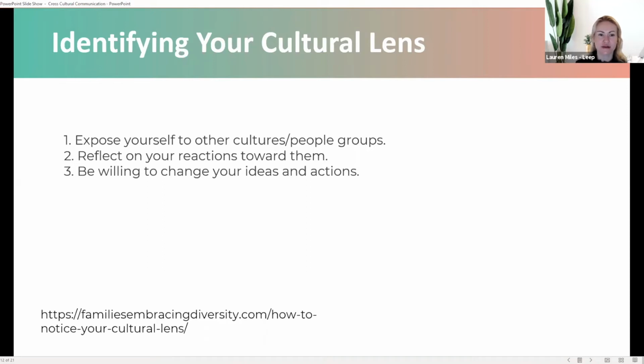But the way to actually identify your cultural lens is to interact with other people. So with Australia, we're very multicultural and we get the opportunity to do this all the time. So, in the workplace, in social engagements, we're, in my opinion, really lucky that we get to actually be exposed to so many different cultures.